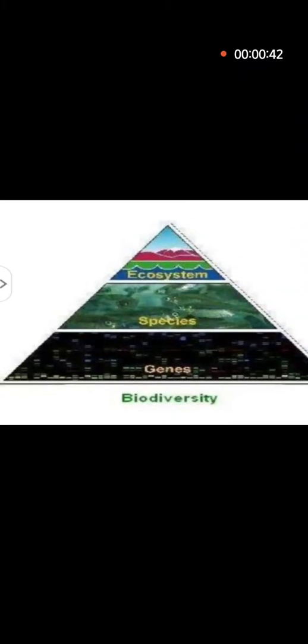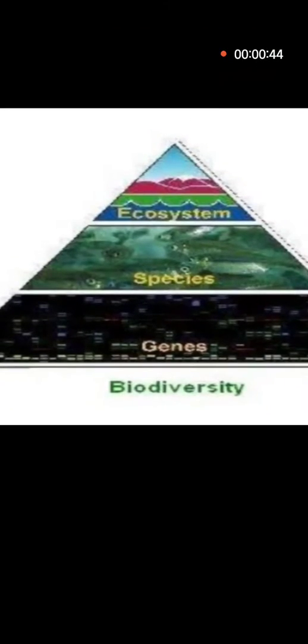Biodiversity has three levels, that is ecosystem, species and genes. Ecosystem refers to various land forms and aquatic forms around us. That is, there are various living organisms on the land as well as in water and also a few in the air. So there is diversity in the ecosystem among land, water and air where various living organisms are living.